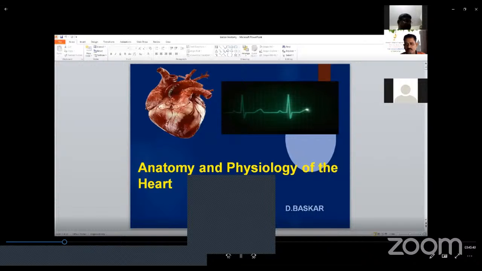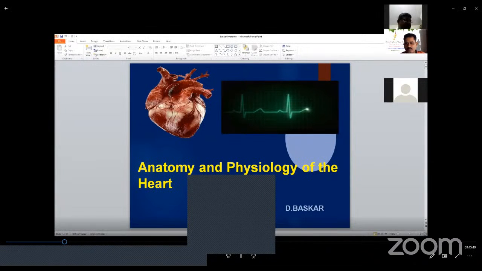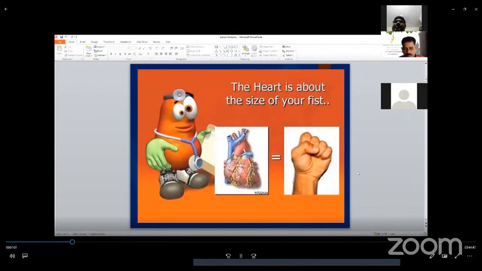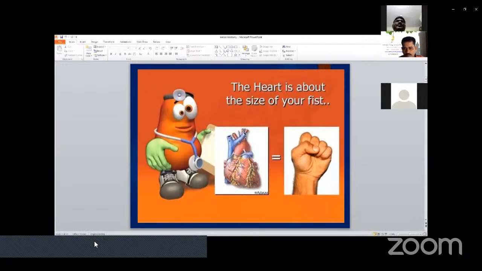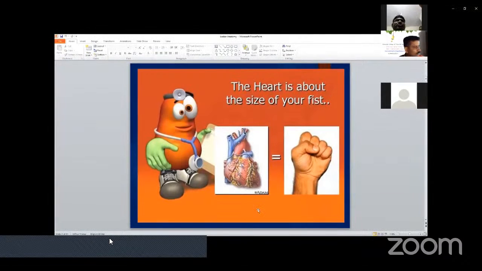By looking at this slide, we can understand the size of our heart. If you want to know the size of your heart, just fold your left hand and make a fist. You can see the size of your fist. That is equal to your heart size. So by this slide, we can understand the size of our heart approximately.